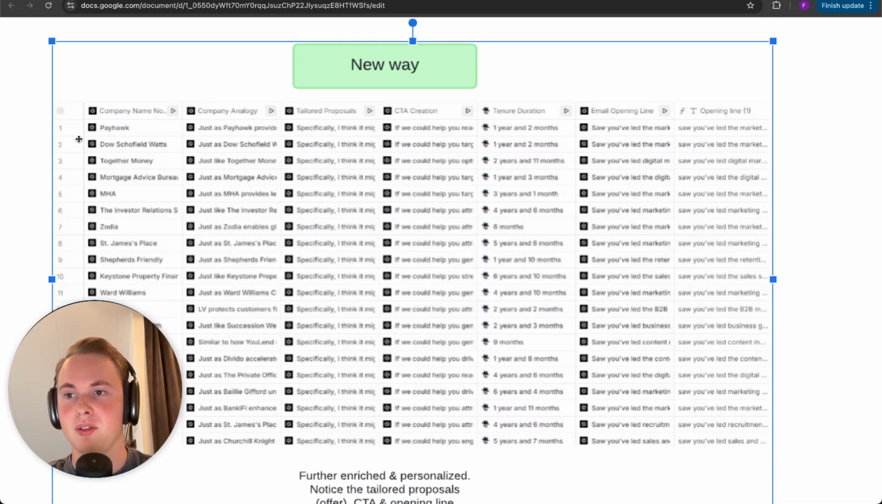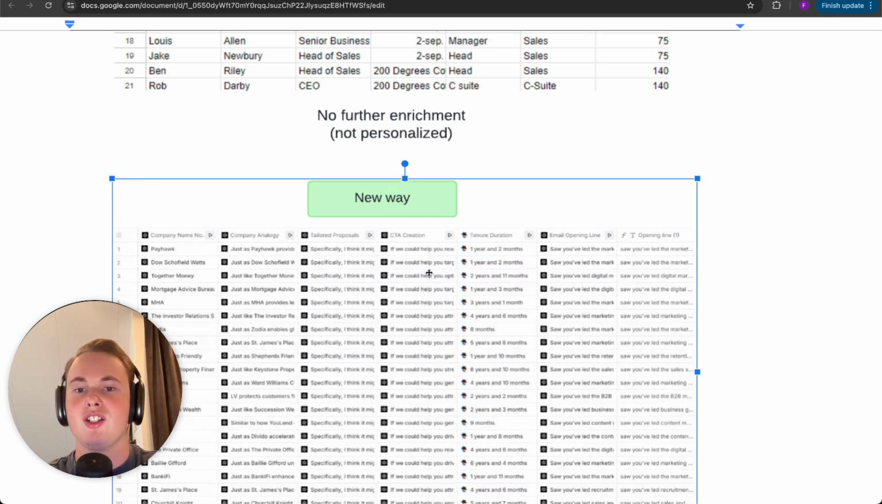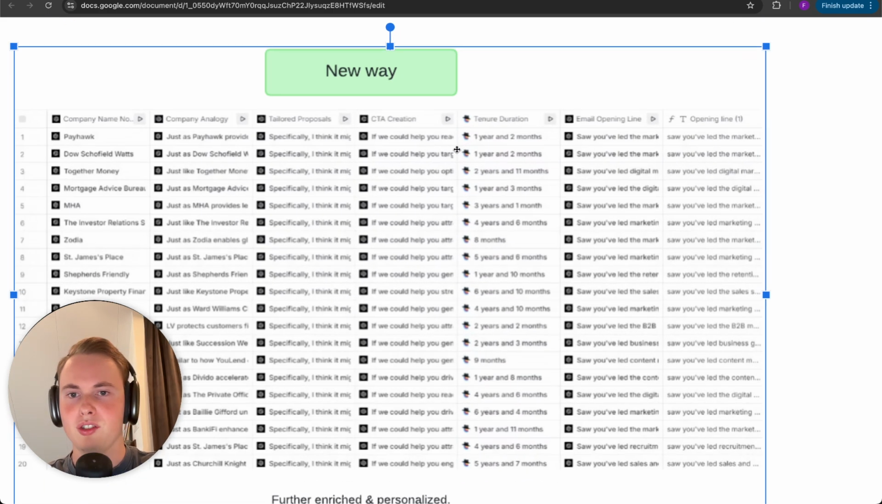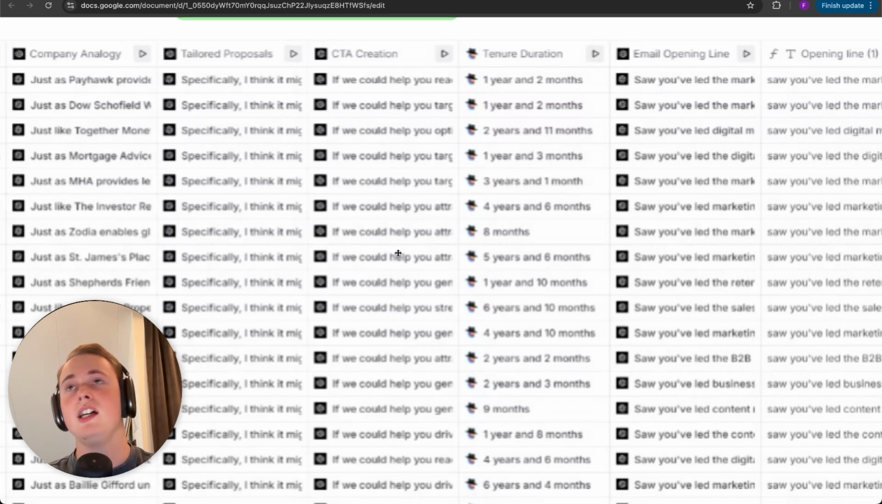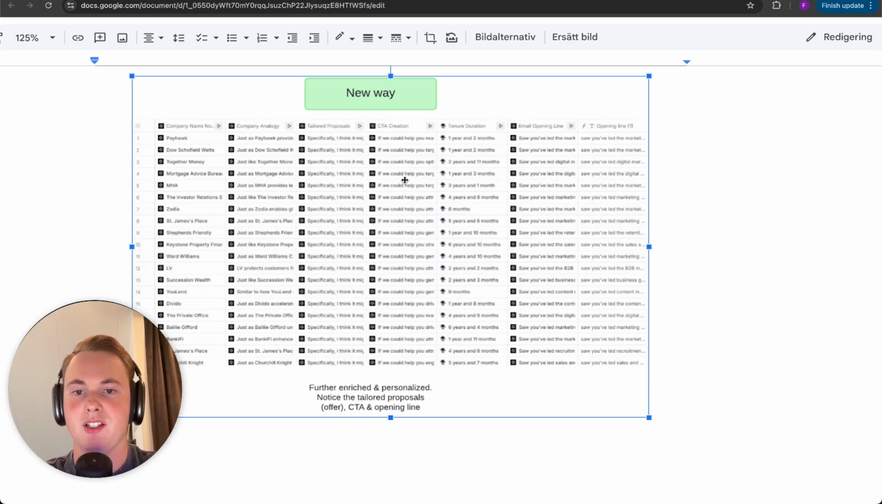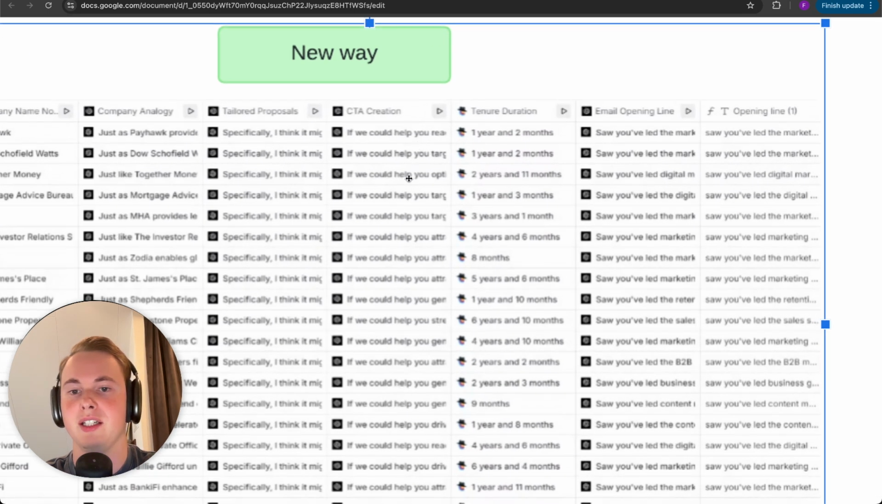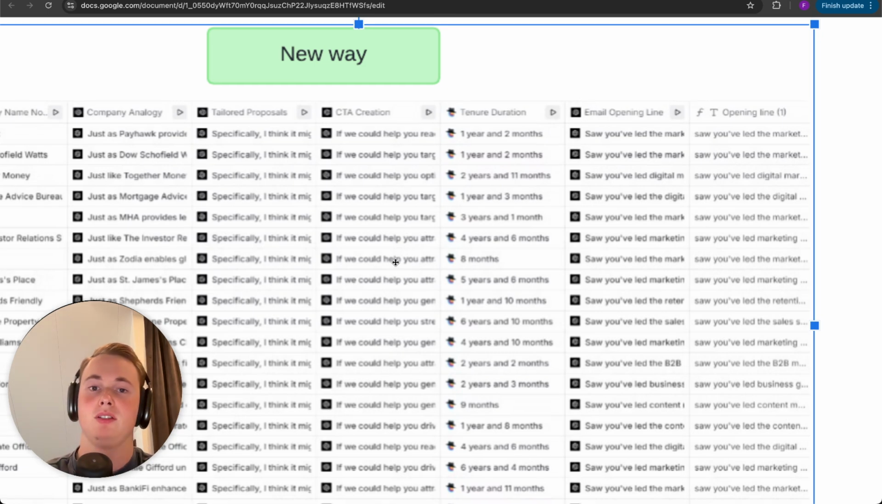We also have tailored proposals, such as "I think it might help you," like the email that I showed you before. Also tailored calls to action, depending on what the company might want more of. For example, a company might want more event signups, more signups to the email newsletter, or more sales and leads. It could be whatever. So we have tailored AI calls to action, like: if we could help you get X, would that be helpful?